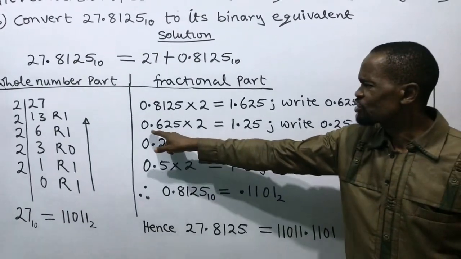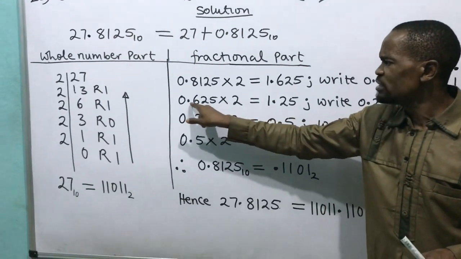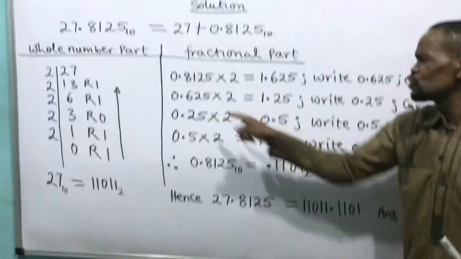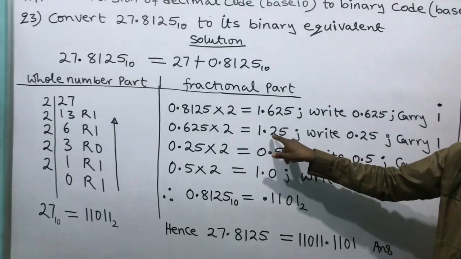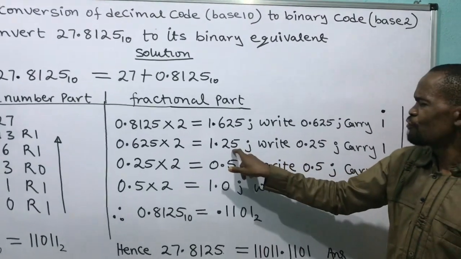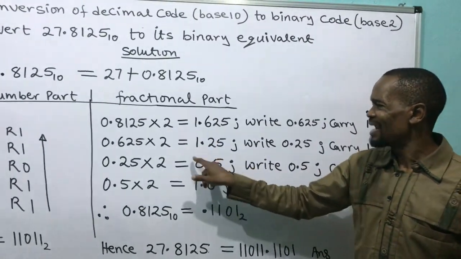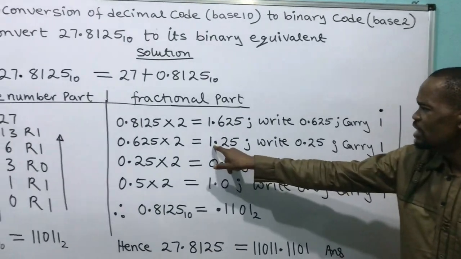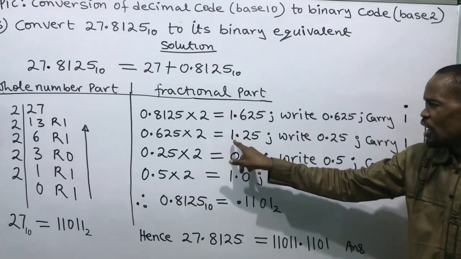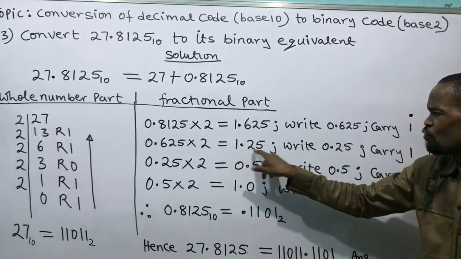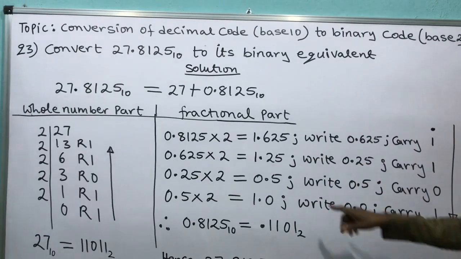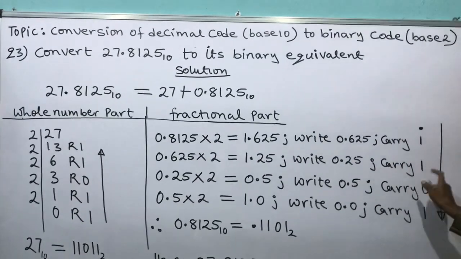Then I will use my fractional part again, which is 0.625, to multiply by 2 again. When I multiply it by 2 again, I will have what? 1.25. This 1.25 has a whole number of what? 1. I will take it over here, carry it to this. I will write down the fractional part because when I take this one out, I will remain with 0.25. Then that's what I write down. I write down 0.25 and carry the whole number part to this, which is 1.